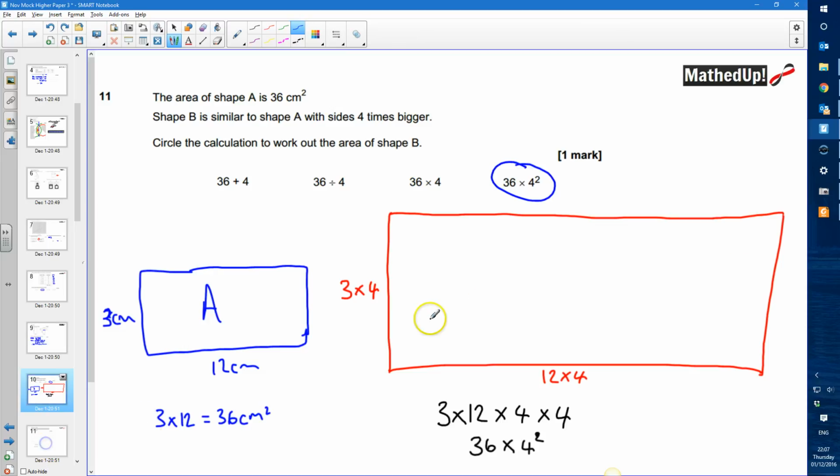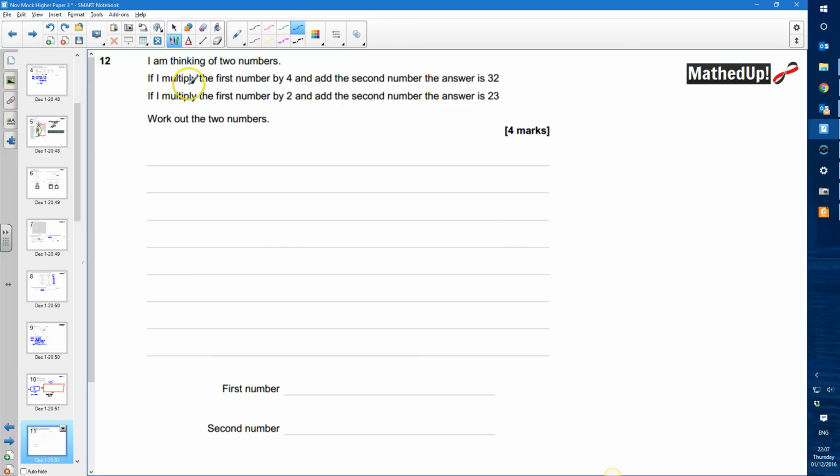Question number 12. I am thinking of 2 numbers. If I multiply the first number by 4 and add the second number, the answer is 32. If I multiply the first number by 2 and add the second number, the answer is 23. We need to work out the 2 numbers. So if you're thinking of 2 numbers and we don't know what they are, let's just call them A and B.